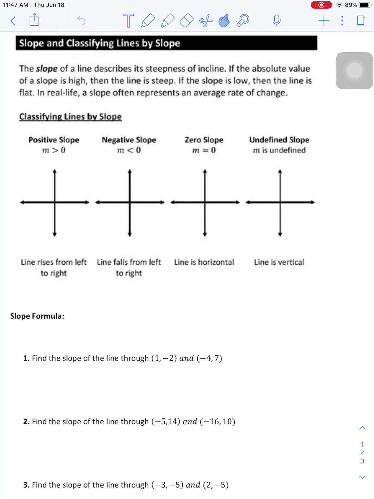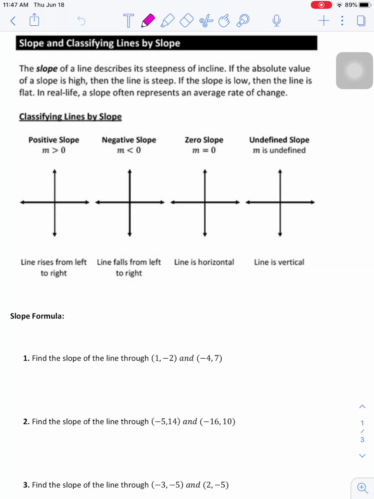Now, in real life, the slope represents a rate of change. A lot of times you're going to see the amount of money saved per month. There are two different quantities that get compared in this case: money and then per month. So how much money is accruing per the number of months that have gone by. That represents our rate of change.